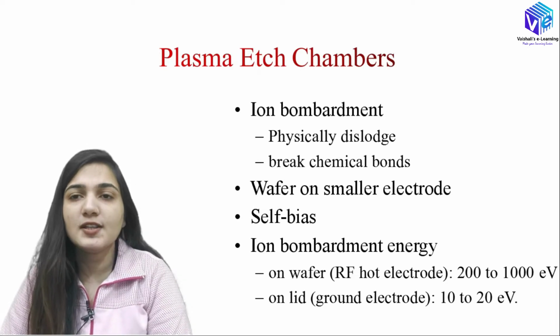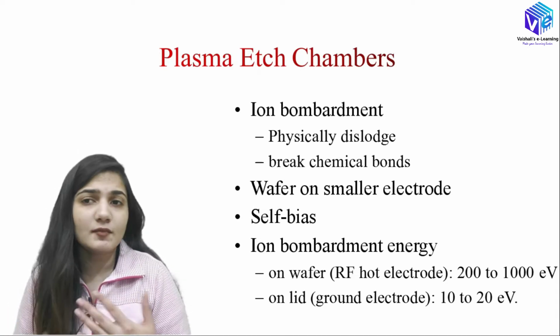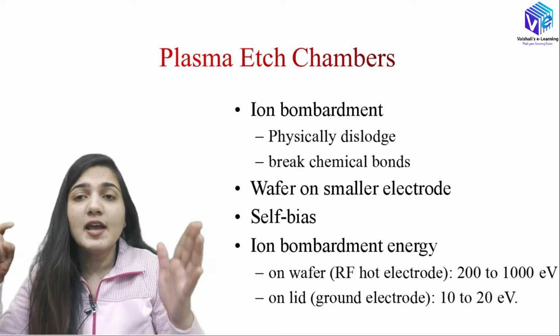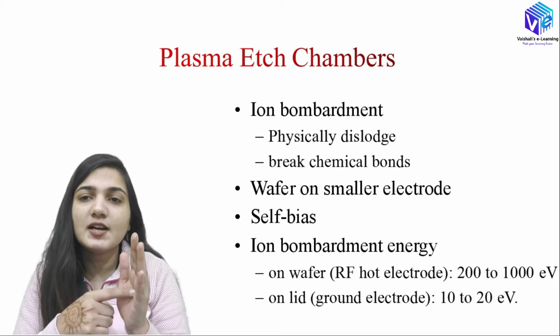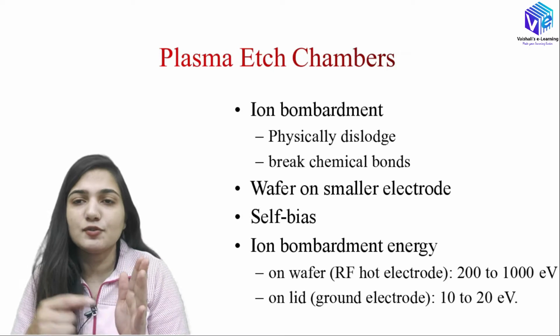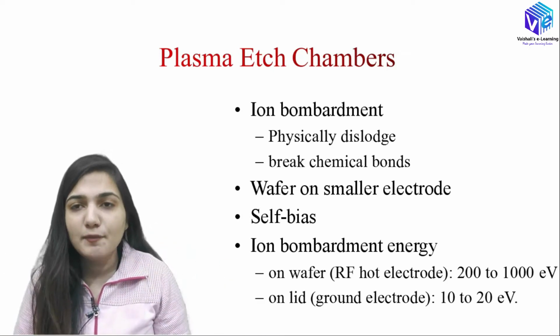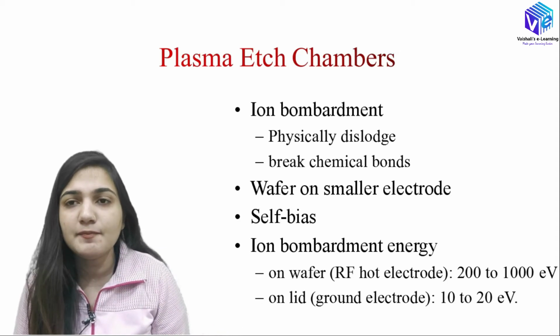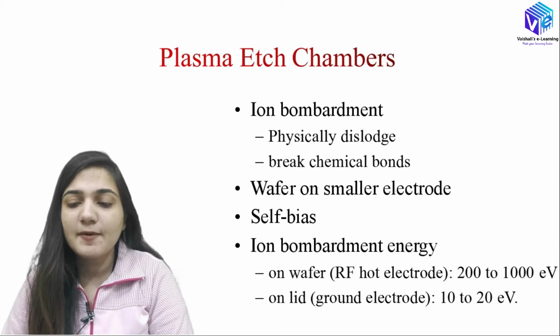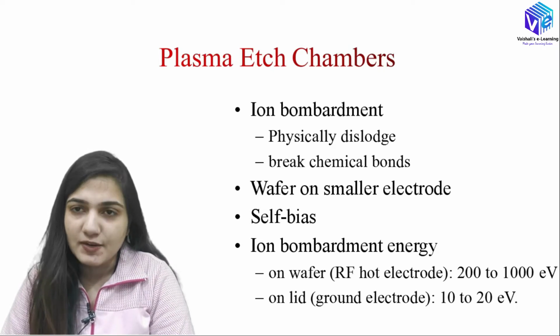So now coming to the plasma etch chamber. Here we are using the ion bombardment. Why are we using the ion bombardment? The ion bombardment is used for the physical dislodgement of the atoms. So if I have ions which are hitting the surface, surface atoms will be removed because the bonds have been broken. So there will be some breakage in the chemical bonds. This is called the etching process.